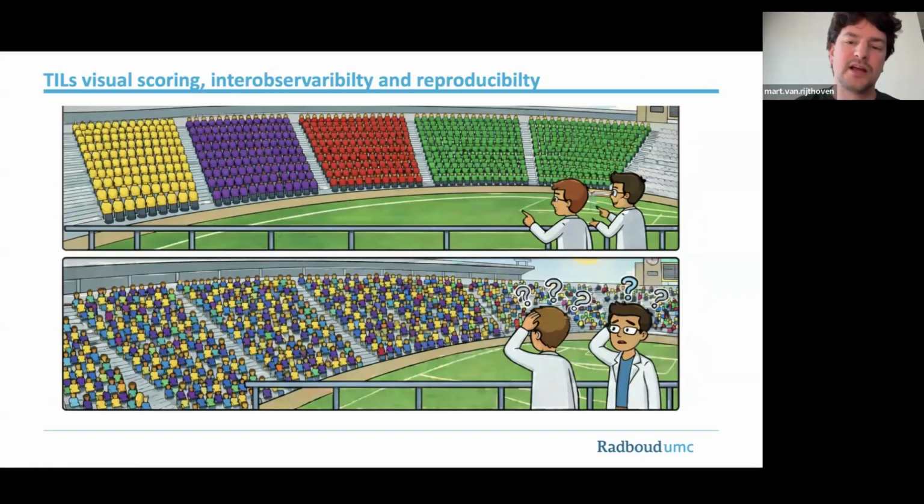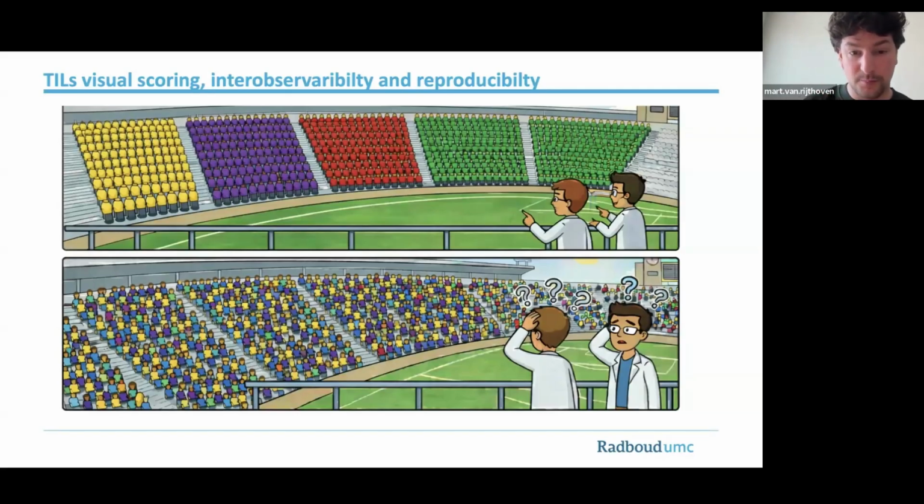Here on the top, you see an illustration where it is probably quite easy to estimate the percentage of the colored team players on the benches. That's quite easy to do for a human. If you ask multiple humans, they probably come up with pretty much the same percentage score.